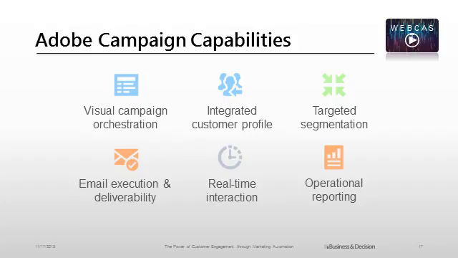You can do targeted segmentation, which allows you to make cross-channel campaigns way more effective and allows you to personalize them. There's email execution and deliverability, which controls your email execution and increases your delivery rates, and allows you to communicate the right information at the right time without over-soliciting them. There's real-time interaction, which allows you to create one-to-one offers in real time, so there's no delay to market. And finally, there's an operational reporting section, so there's the dashboard that I discussed before, which allows you to easily see campaign performance and the metrics that your marketers want to see on a daily basis.